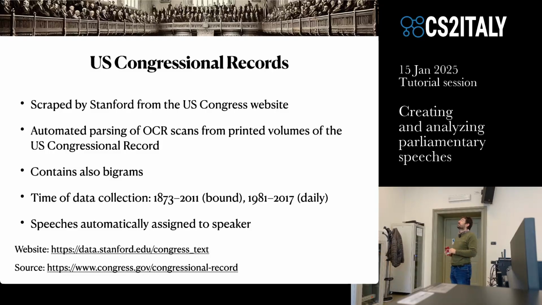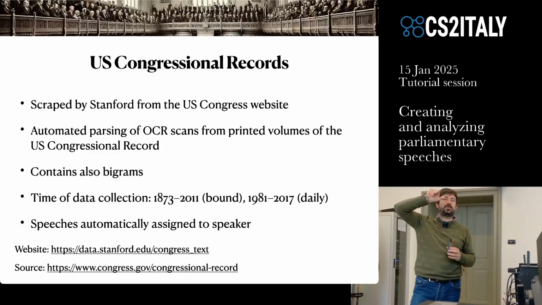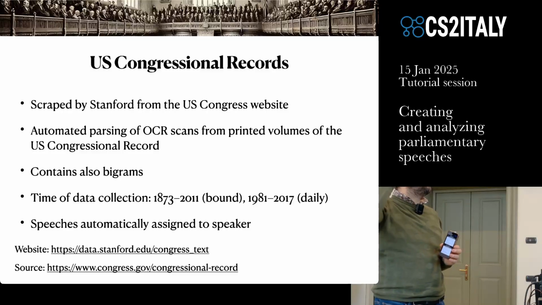The US congressional records are scraped by Stanford from the US Congress website. The US Congress website contains all the documents for both chambers since the 19th century. They passed through OCR, as everyone did. They also collect diagrams. This is very interesting because you can search quickly for a couple of words, for example, climate change.